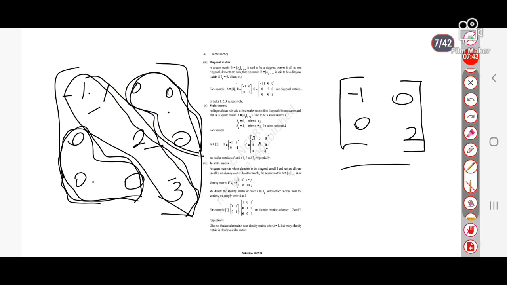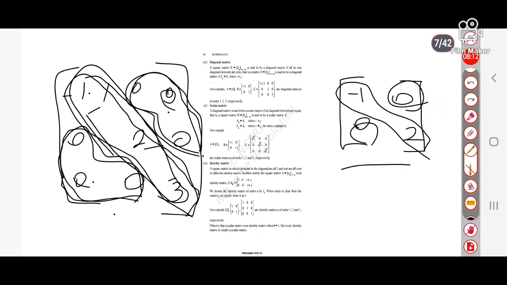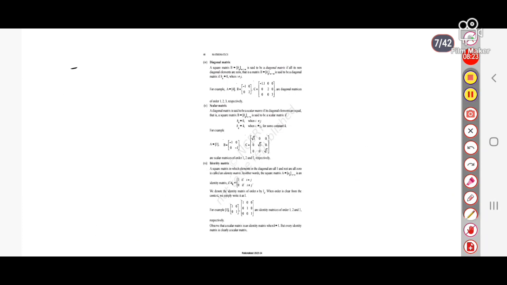These elements do not enter into this diagonal path, so this is said to be a diagonal matrix because they are 0, right? So again over here, zeros. The diagonal is this one. This is a 0, this is 0. So this is again a diagonal matrix of 2 cross 2, and this is a diagonal matrix of 3 cross 3. So this is the diagonal matrix.